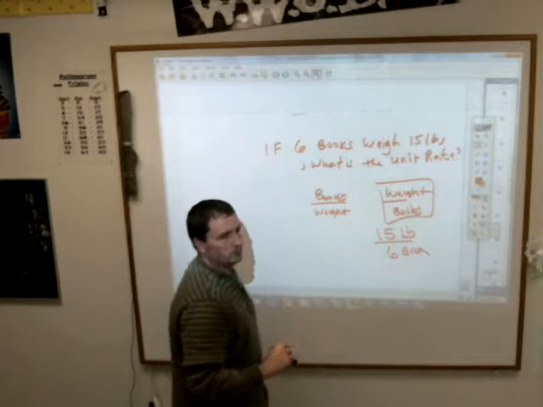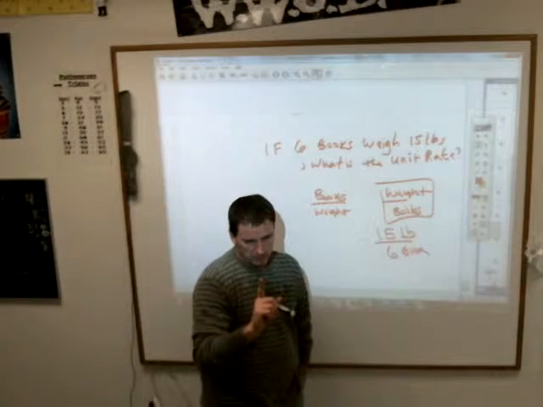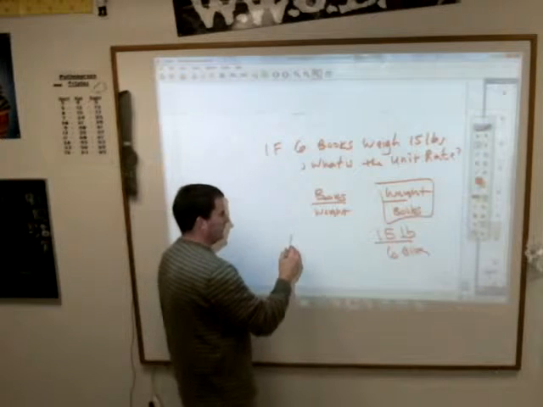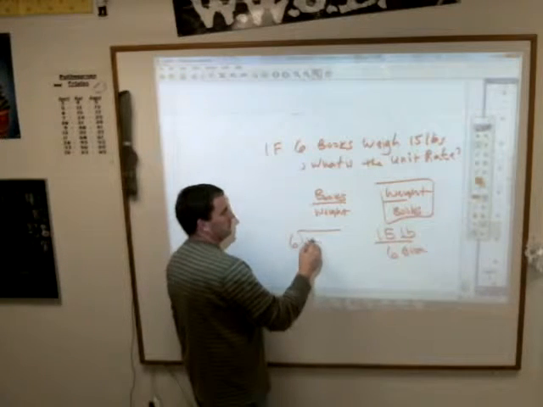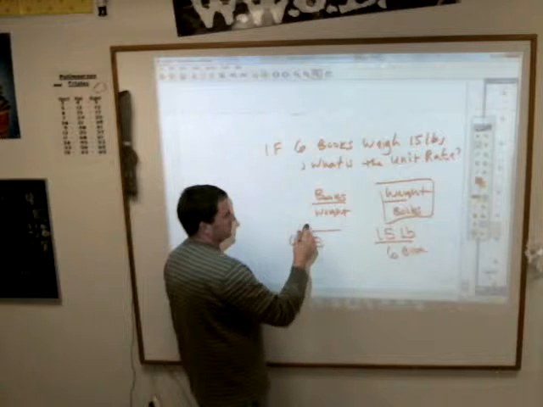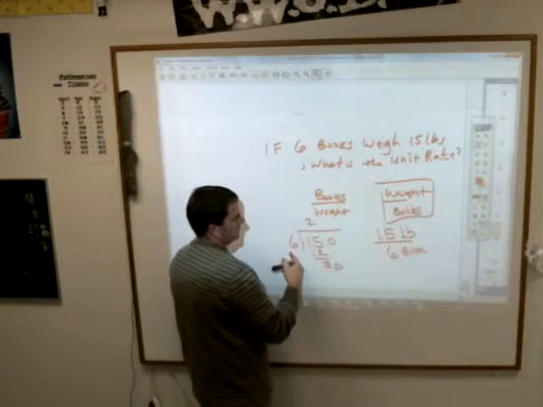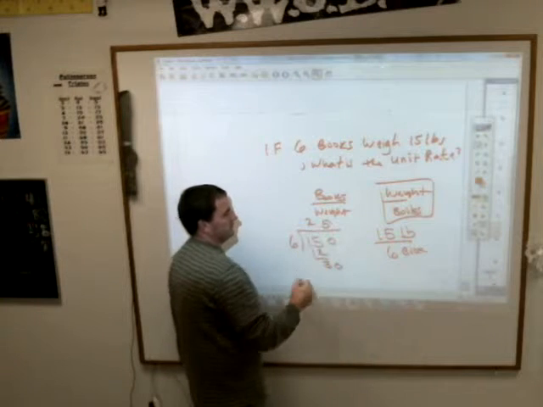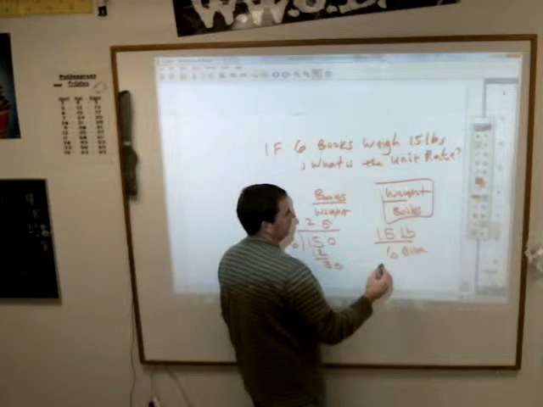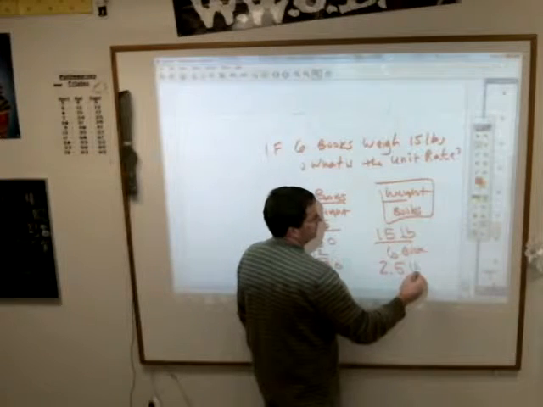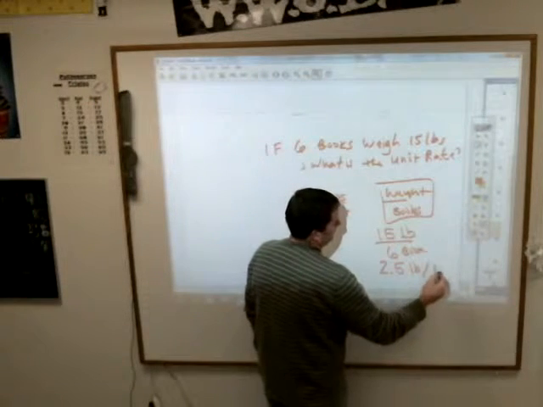Now, how in the world would you find out how much it weighs for just one book? You divide. Yep, you're just going to have to divide it. And this one doesn't work out evenly, but it'll be fine. 6 goes into 15 twice. 6 goes into 30 five times. So the unit rate is 2.5 pounds per book.